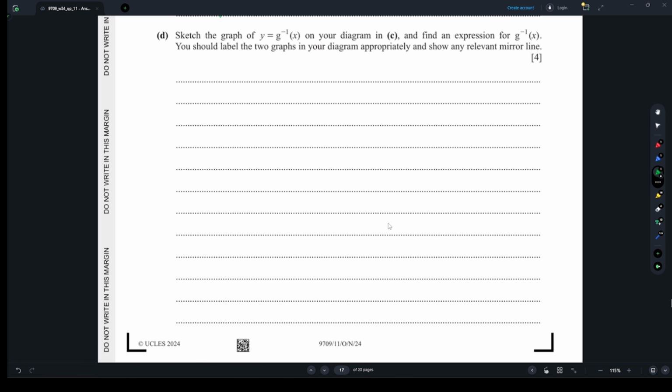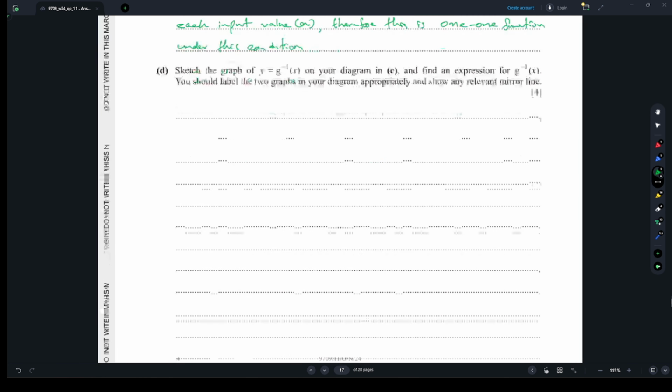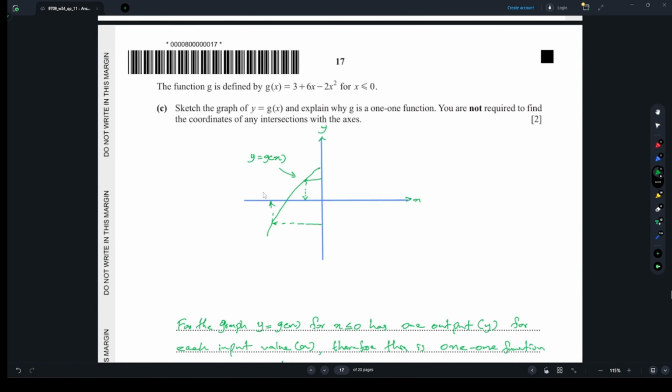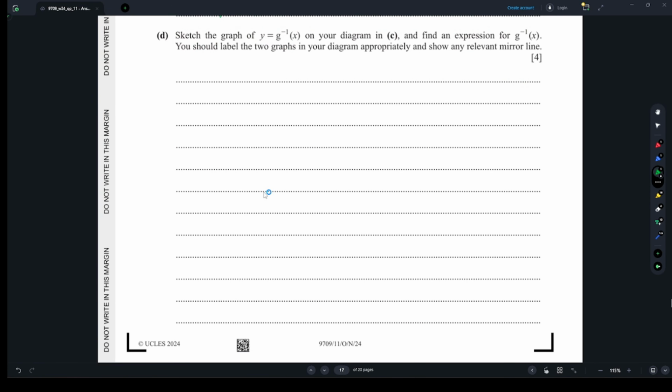So you should remember, an inverse function exists if and only if the function is one-to-one. So function g is one-to-one. So yes, we have an inverse. So how can we find the inverse? We have g was 3 plus 6x minus 2x square.